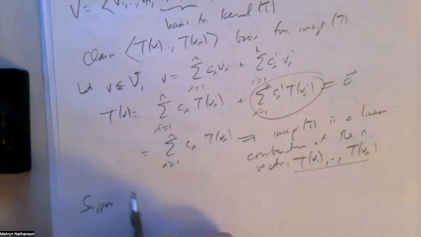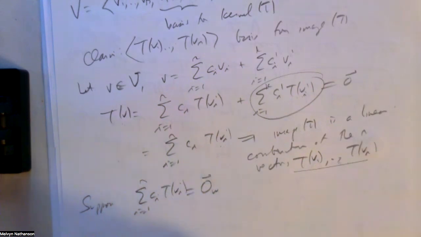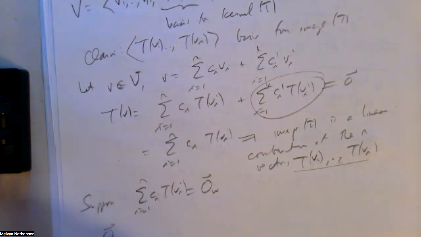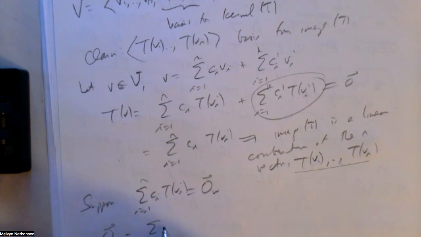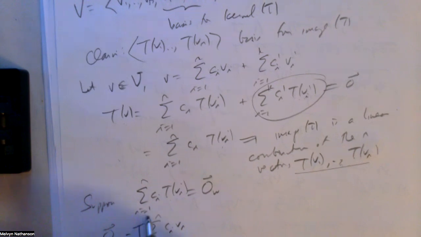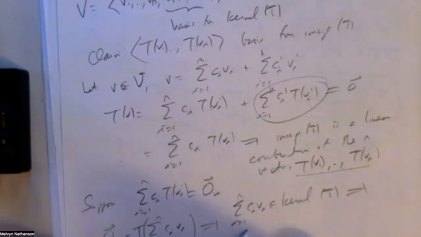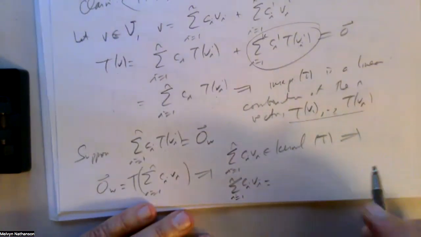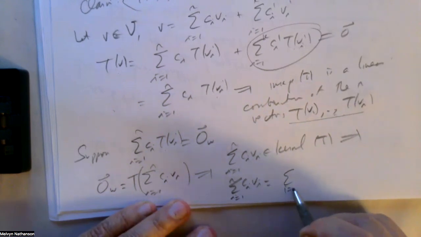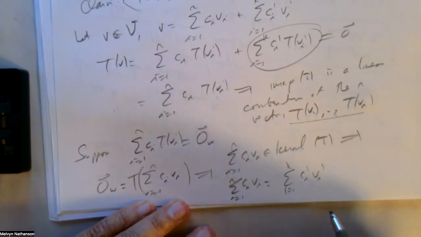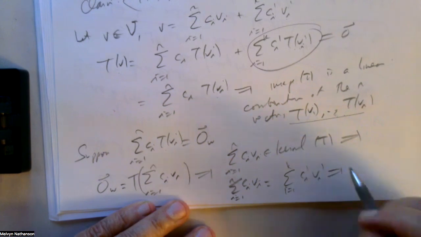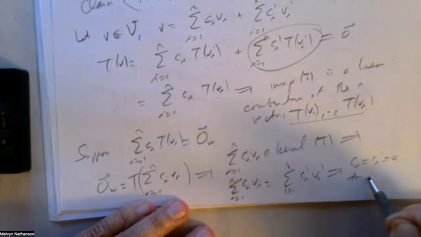So suppose summation c sub i, T of v sub i, i goes from 1 up to r, is the zero vector in W. So the zero vector is this, which is T of summation c sub i, v sub i, i goes from 1 up to r, which means summation c sub i, v sub i is in the kernel of T, which means it is some linear combination of the basis for the kernel, which are the vectors v sub i prime, i going from 1 up to k. But the v i's and the v i primes are linearly independent. So c i and c i prime are 0 for all i.